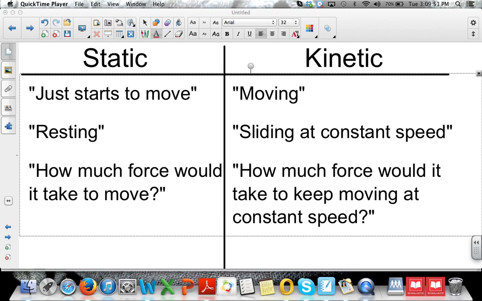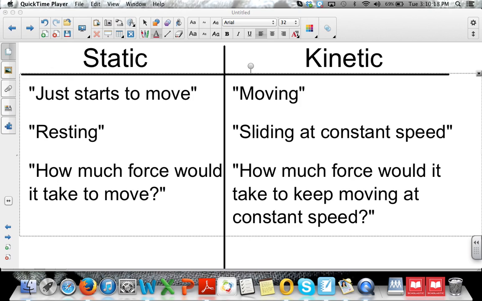Okay, this video is how to decide if you're going to use FK or FS. Is it static friction or is it kinetic friction? So remember, static friction means it's not moving or not moving yet. Kinetic friction means that it is moving, and it can be moving at a constant speed or accelerating. It doesn't matter as long as it's moving.